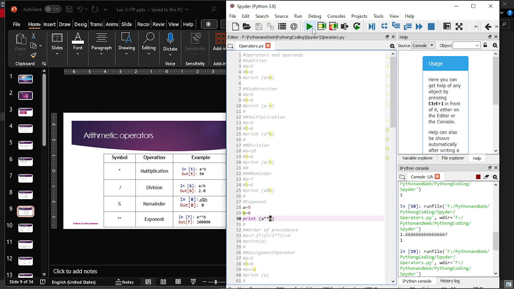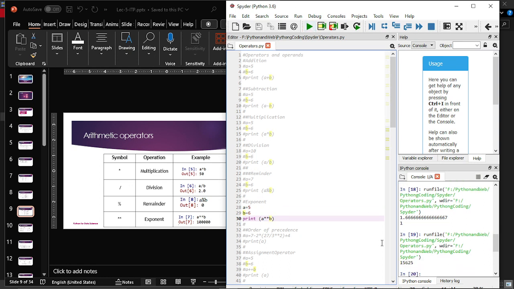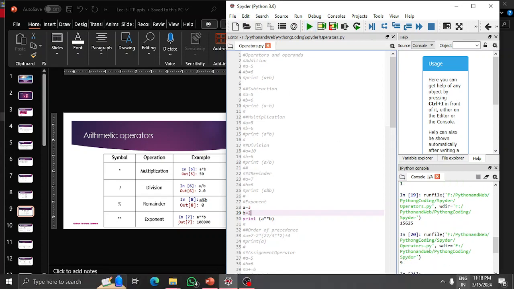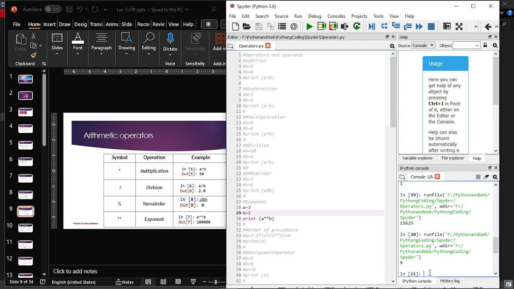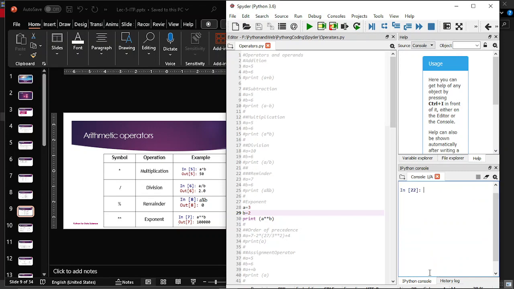So if I run this, I am going to get 15,625. Or if you want to see it simpler, I'll just give 3 and this as 2. So I should end up with an answer of 9. Okay, so here is my answer, 9. Once again I will clear the console window so the answers are much clearer, and I will run this once again. You see I am getting a 9.